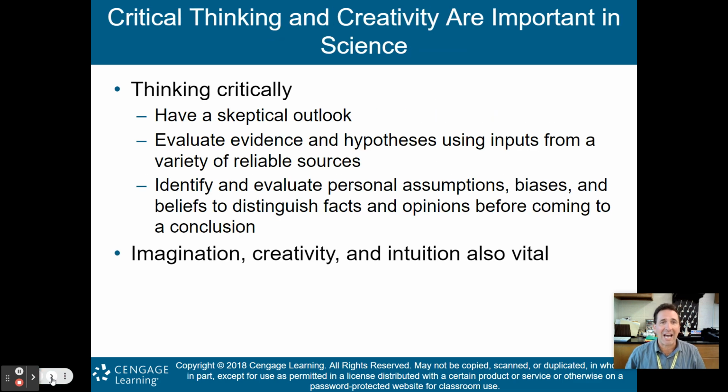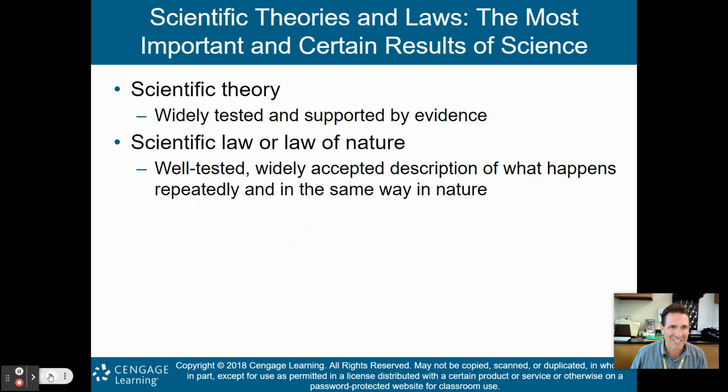So what do you have to do? You have to think critically and creatively, right? You have to be able to create things, and you need to think critically in science. So have a skeptical outlook, evaluate evidence and hypotheses using inputs from a variety of reliable sources, and then identify and evaluate personal assumptions, biases, and beliefs to distinguish facts and opinions before coming to a conclusion. Unfortunately, all of us have our bias. So when it comes to science, you have to put that bias aside and look just at the facts. Again, imagination, creativity, and intuition are also vital to being a scientist.